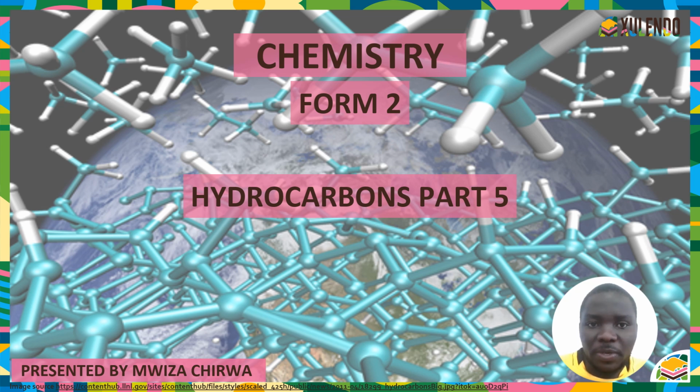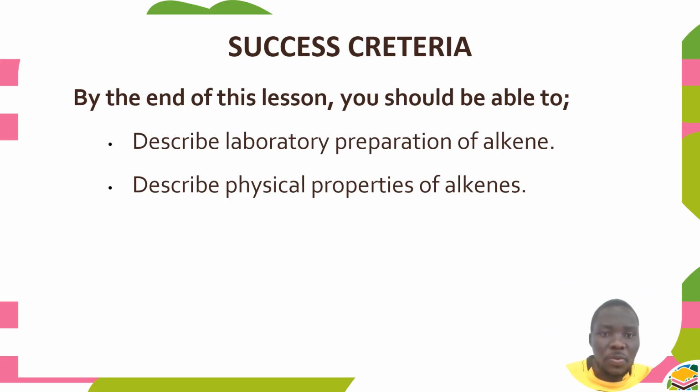So let us look at the objectives that we are supposed to achieve by the end of this presentation as well as lesson. The success criteria are as follows. We are supposed to be able to describe laboratory preparation of alkenes, as well as some of the physical properties of alkenes. By the end of the lesson, everyone must be able to describe the prescribed success criteria on this slide. So let us start by looking at preparation of alkenes.